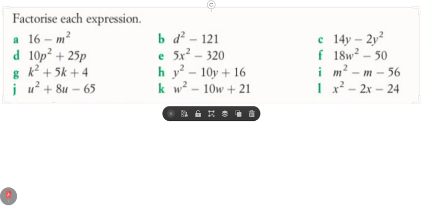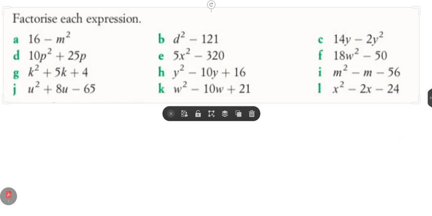Are we going to find out and solve for each of the expressions down? So we're going to break down the methods being used. Okay, so first we have the difference of perfect squares.